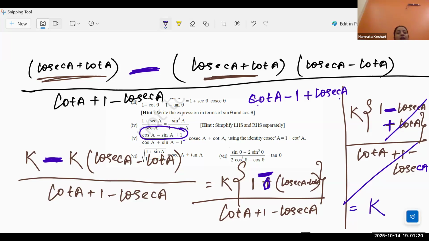Okay, so this curly bracket is exactly the same as the denominator, hence they cancel each other, and we are just left with k. We have taken the assumption that k is cot A plus cosec A. So we can replace it back, k means cot A plus cosec A, and we are done with the proof. Can you see that?